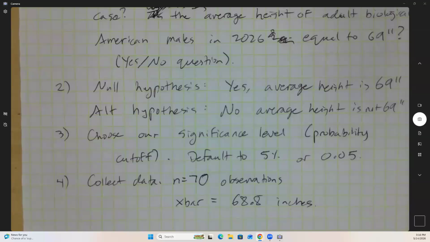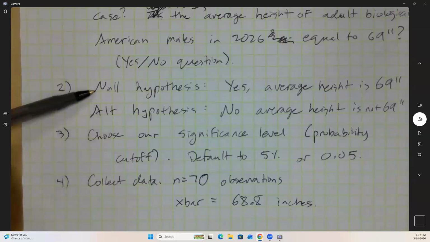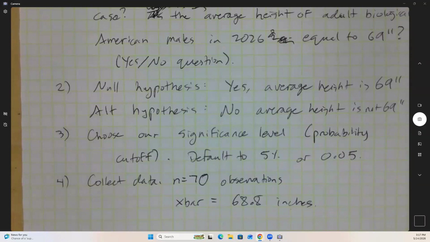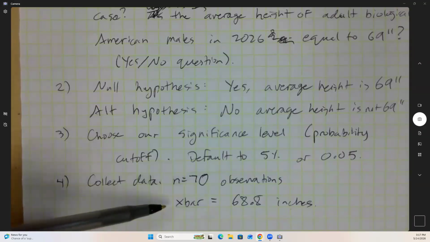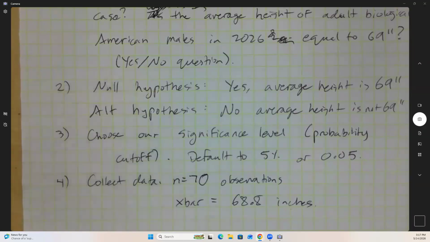Is anybody leaning one way or the other on which hypothesis to go with? 68.8 inches is our sample mean. What do you think? Do you think the average height has changed, or do you think it's basically the same? Yeah, Alejandra? It sure looks like it. And that's okay. It's okay to kind of say, I think it's going to be this way. But then we do our due diligence and we check the rest of the things.